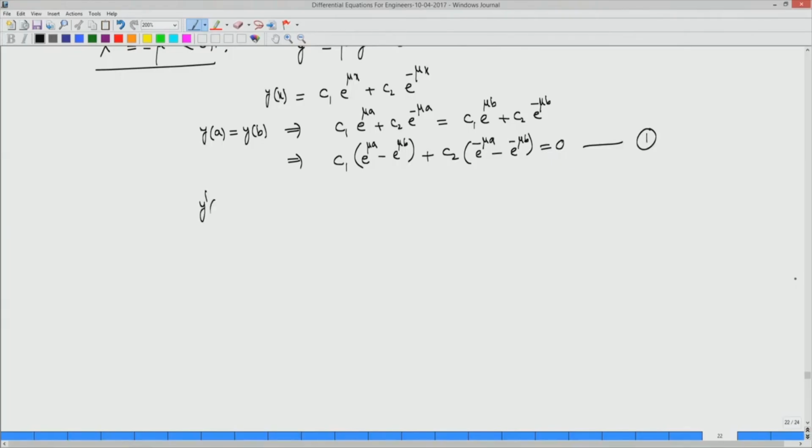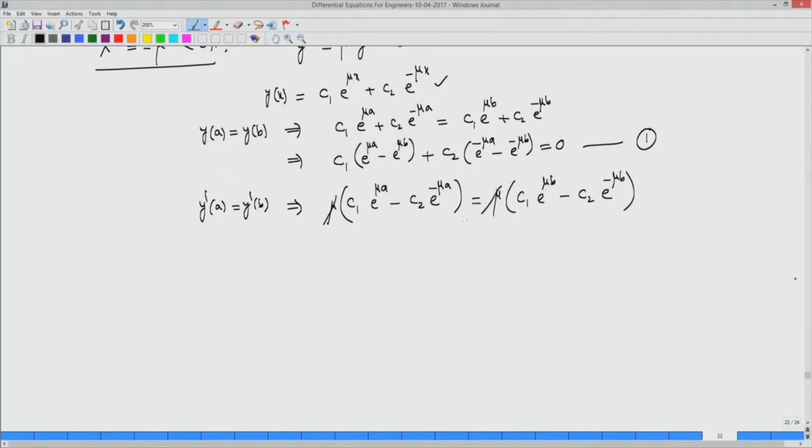If you apply the other periodic boundary condition, what you get is mu times (C1 e power mu a minus C2 e power minus mu a). That is, if you differentiate and put x equal to a, which is the same as mu times (C1 e power mu b minus C2 e power minus mu b).